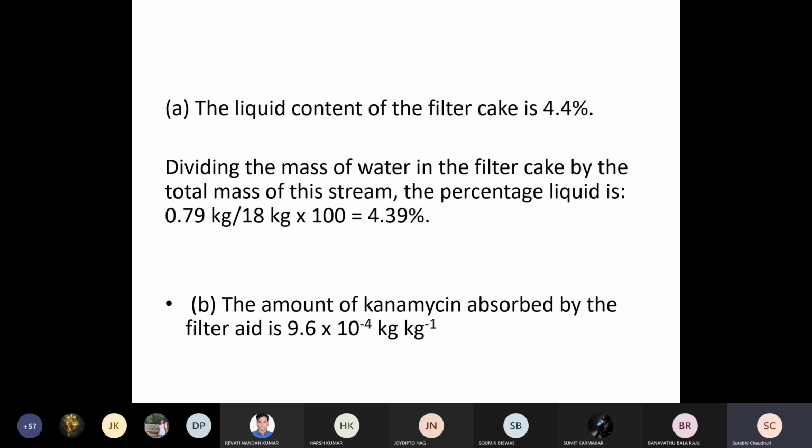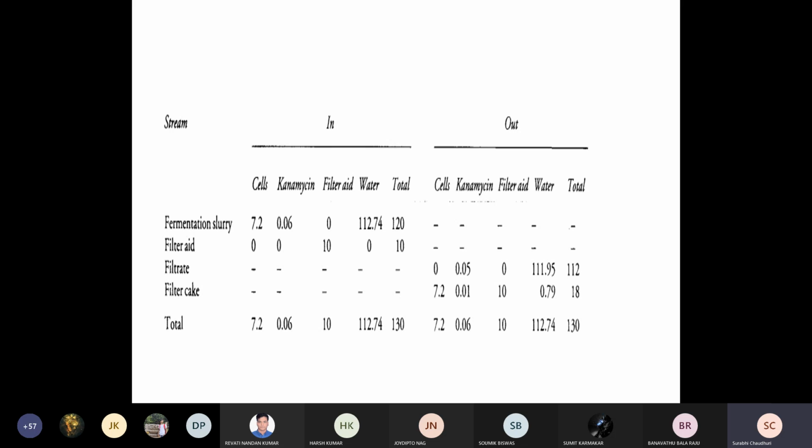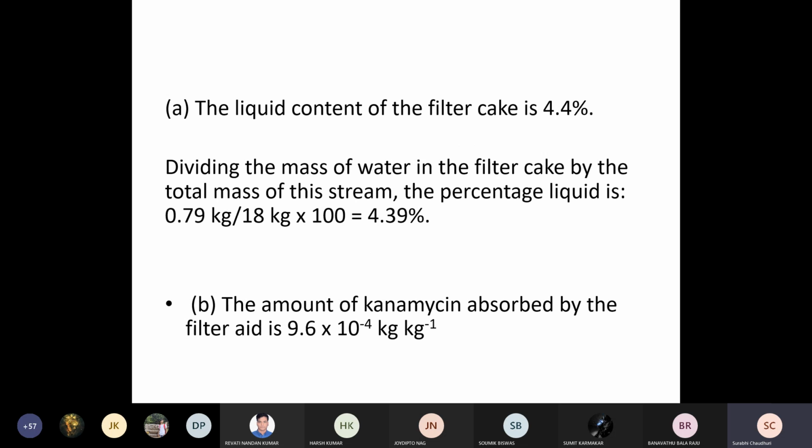Now we can say liquid content of the filter cake is 4.4% because it's 0.79 kg water out of total 18 kg. So water percentage is 0.79 by 18 into 100 equal to 4.39%. That is the first part.